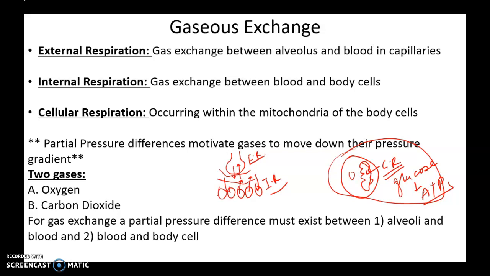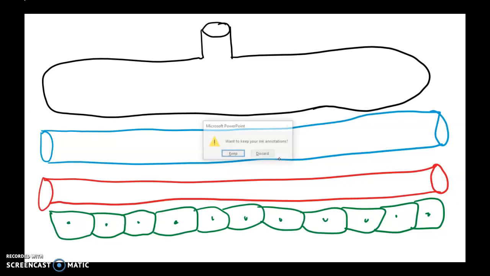All right, so two gases that we need to talk about: oxygen and carbon dioxide. We only care about these two. For gaseous exchange, a partial pressure difference must exist always, always. And the pressure difference should be between alveoli and blood, and then there should be another pressure gradient established between the blood and the body cell, as you can see from my little diagram in red here.